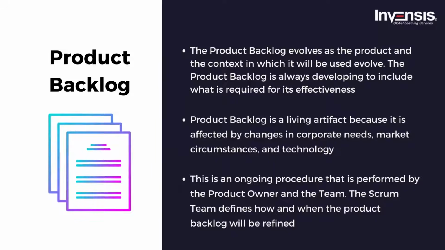The Scrum team defines how and when the product backlog will be refined. The product owner may modify product backlog items at any moment or at their discretion. Typically, higher-ordered product backlog items are more precise and complete than lower-ordered ones.